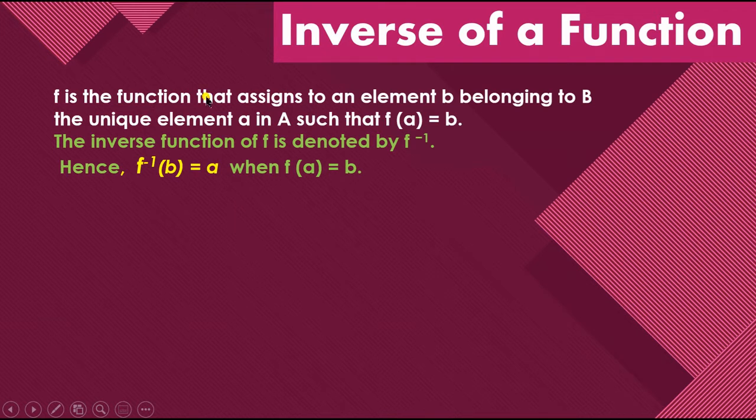A function f is basically the function that assigns to an element small b which belongs to a set capital B the unique element small a in capital A set such that f of a is equal to b. This is the definition of a function जो हम लोगों ने previous lecture में भी पढ़ी थी। अगर किसी ने वो lecture नहीं लिया तो आप लोग उस lecture को देख सकते हैं। So इस function का inverse हम लोग किस तरीके से लिखेंगे? इसके inverse को हम लोग basically denote with f inverse, that is this symbol. And how can we write the inverse of this function? It is f inverse of small b is equal to a when f of a is equal to b.